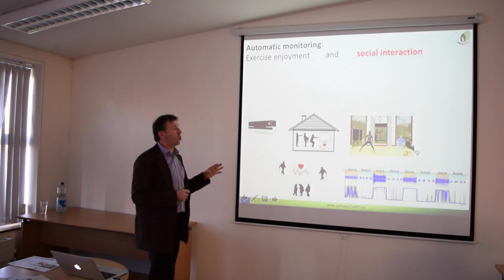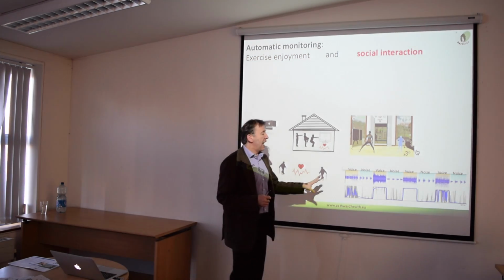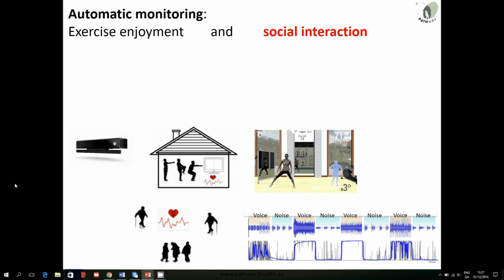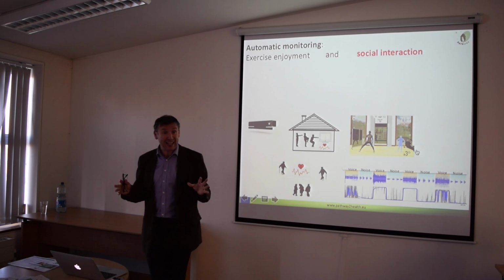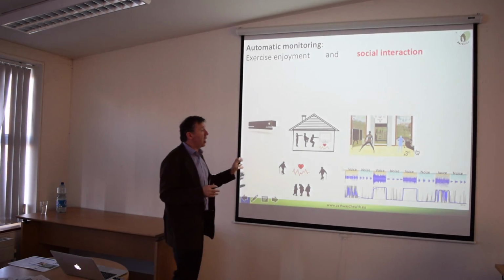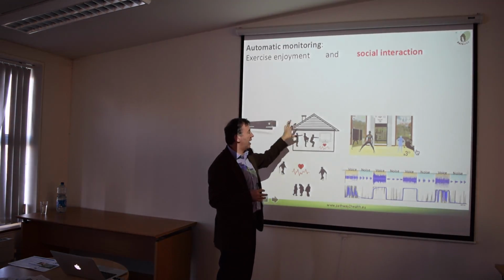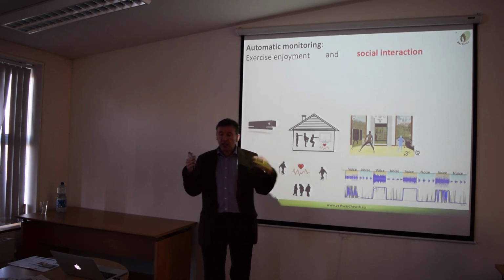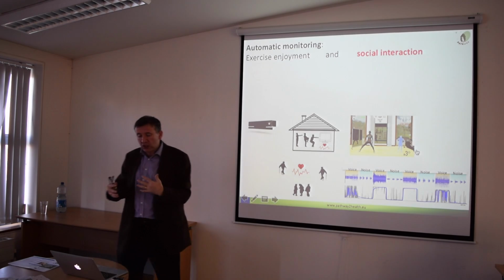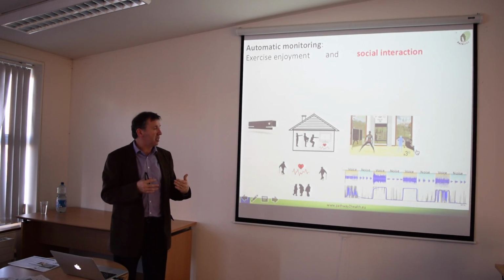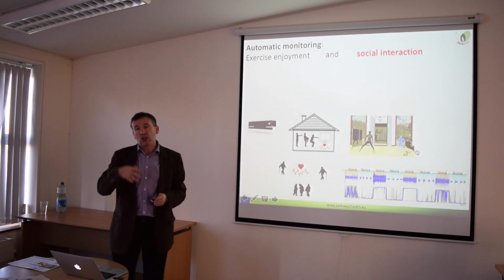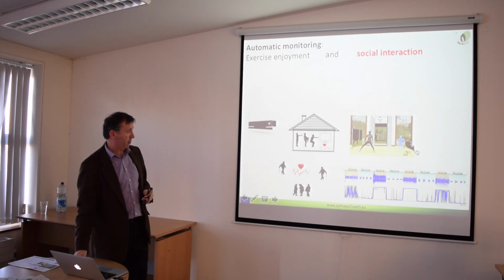Also, with regard to social interaction, we can tell how much talk goes on between people. We're not monitoring what they say, because again, people wouldn't like that. But we can tell whether people are logged on into a social interaction environment to exercise together, and we want to try and encourage them to talk. So if they don't talk much during an exercise session, we can prompt them to try and get them talking to each other.